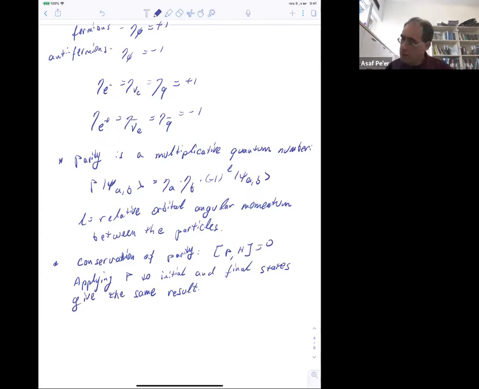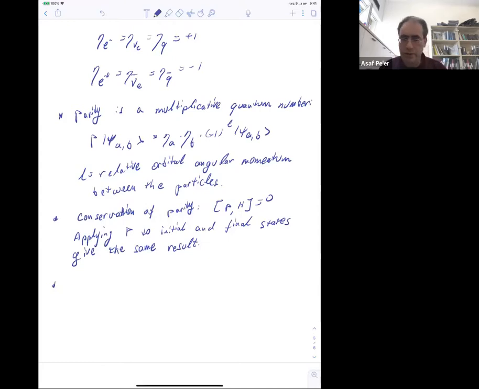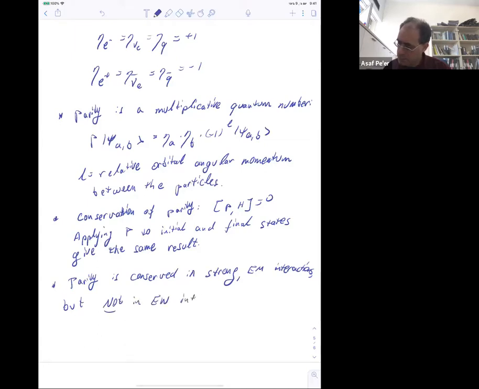Another very important consequence, which I think I mentioned already in last week's lecture, is that parity is conserved in the strong and electromagnetic interactions, but it is not conserved in the weak interactions. I told you they got a Nobel Prize for discovering that.